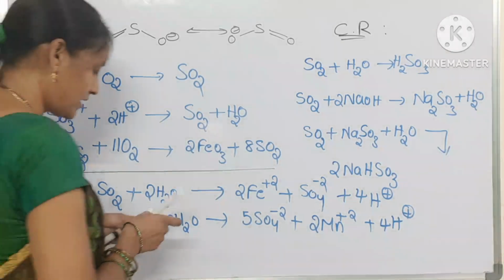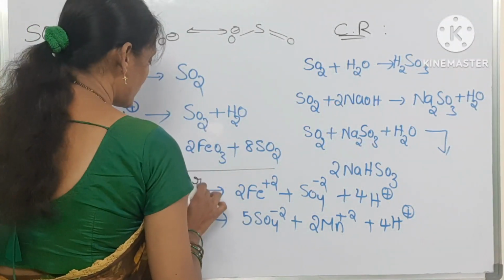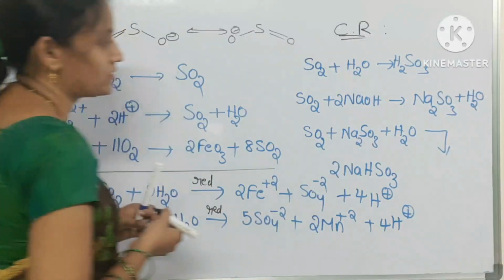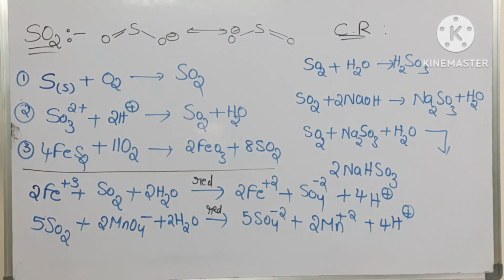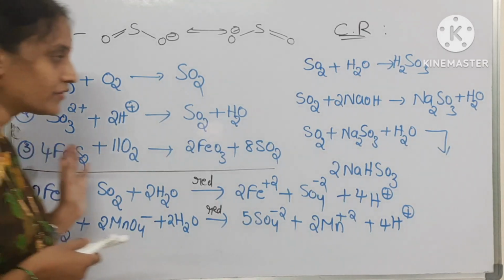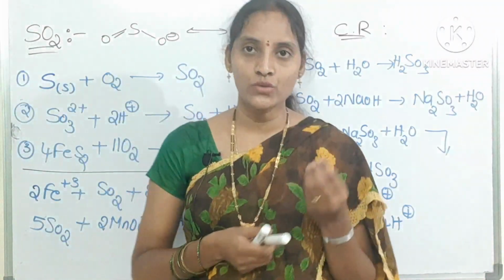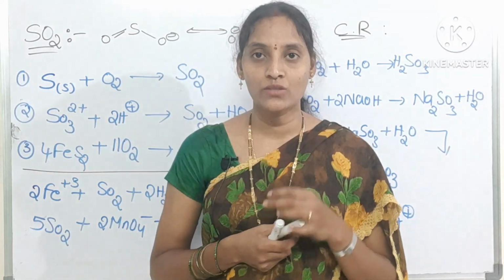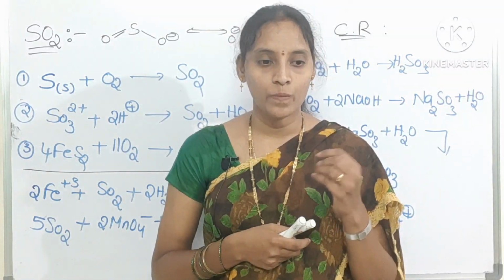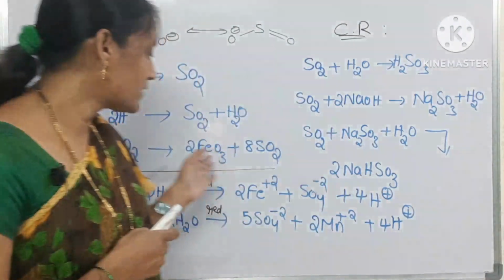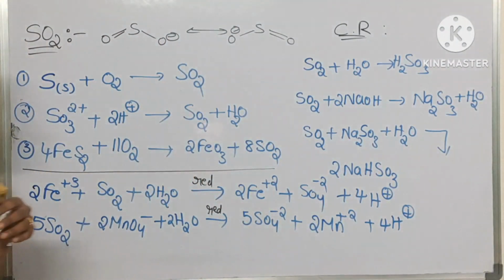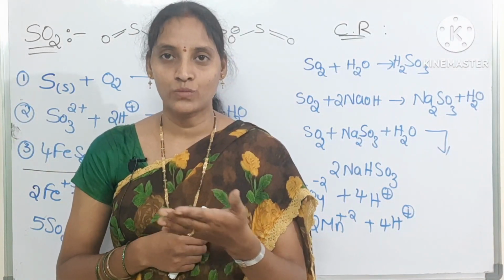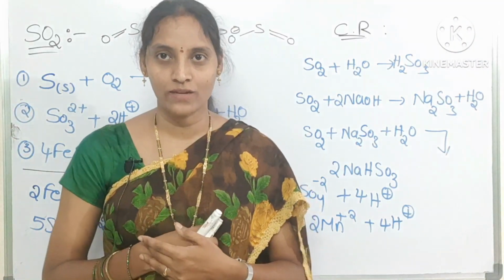These two are reduction reactions, where sulfur dioxide acts as a reducing agent. It is used as a bleaching agent, an anti-chlor, and also a disinfectant. These are the uses and chemical reactions of sulfur dioxide. Then we will move to the oxoacids of sulfur.